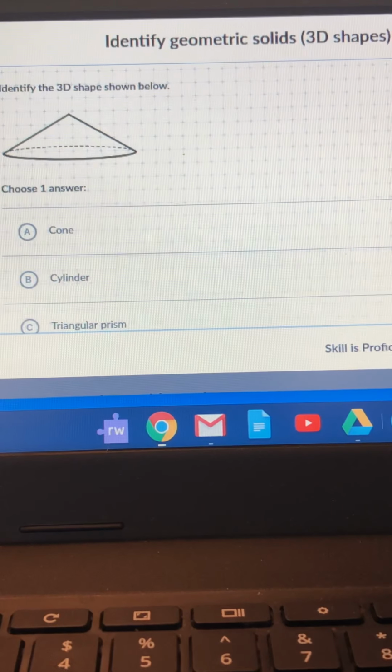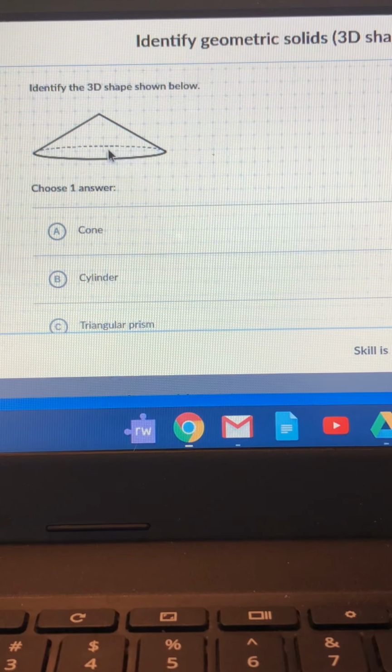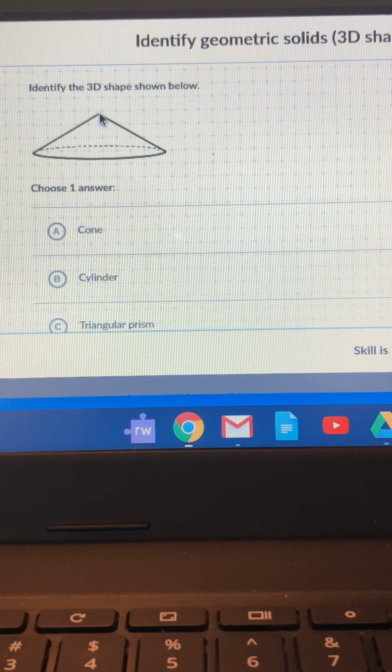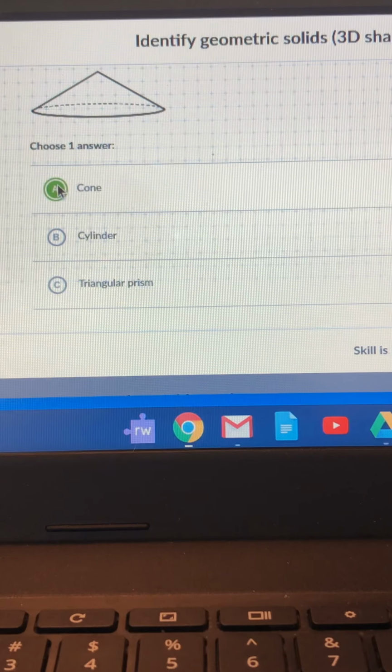For this one, we have a circular base, this little circle right here, and then it comes up to one vertex or point. If you flipped it upside down and put a scoop of ice cream on it, you would recognize it as a cone. So this is a cone.